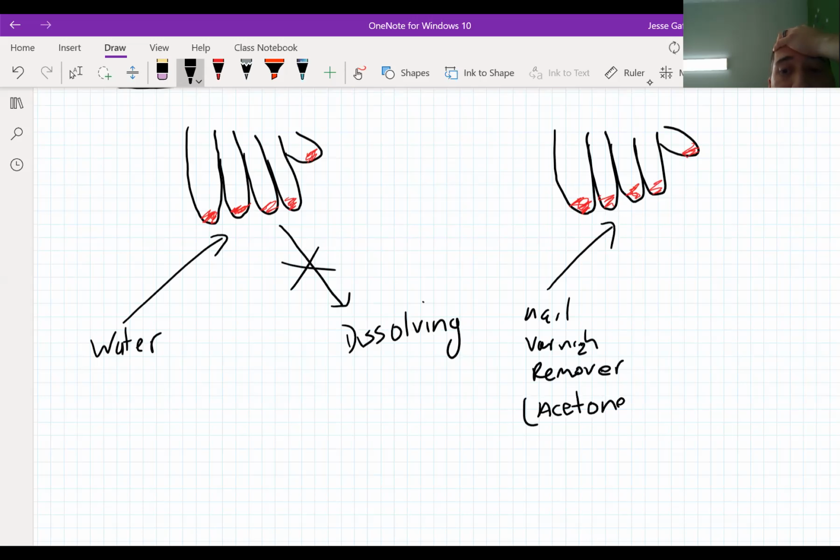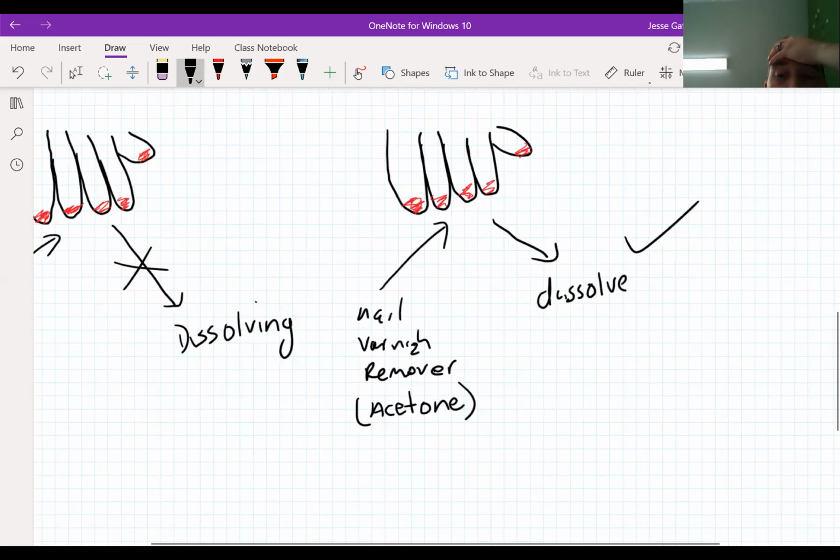A-C-E-T-O-N-E, acetone. So you should say that now after me, A-C-E-T-O-N-E, acetone. Okay, and when we put acetone on our nail polish, it does dissolve. It does dissolve.